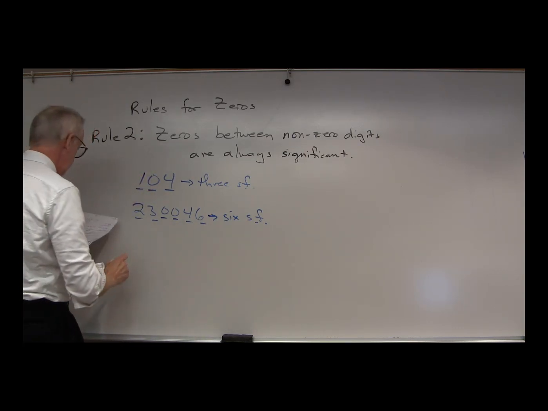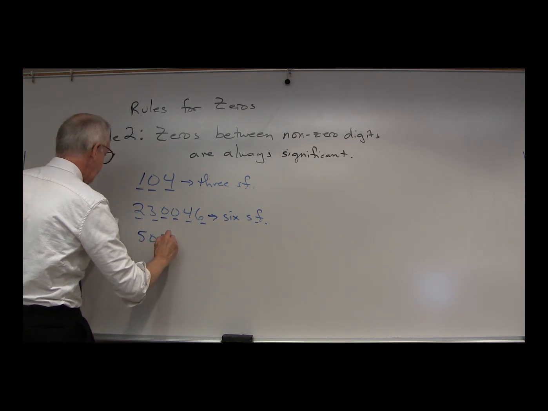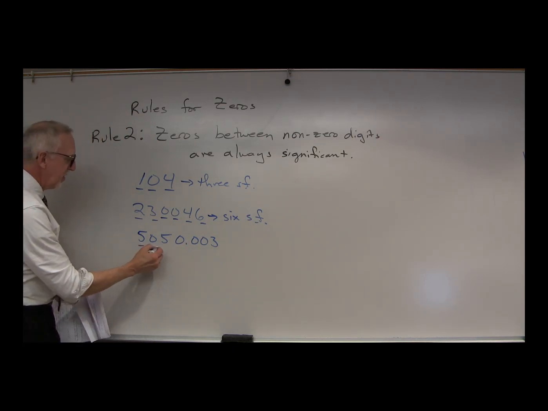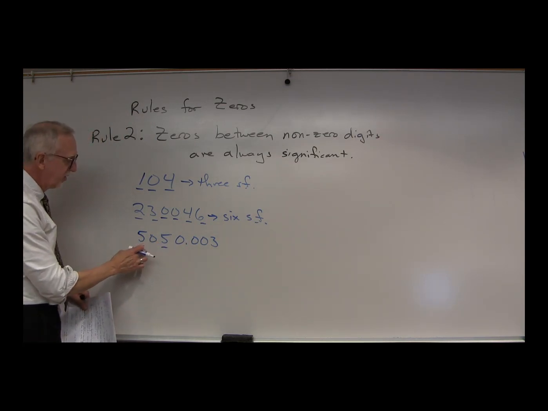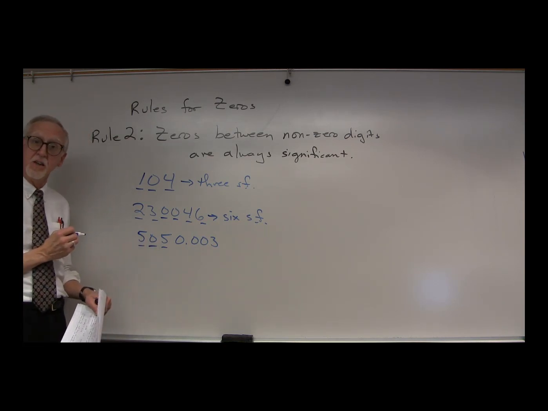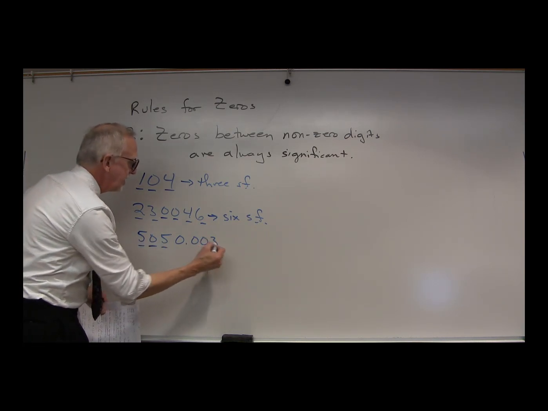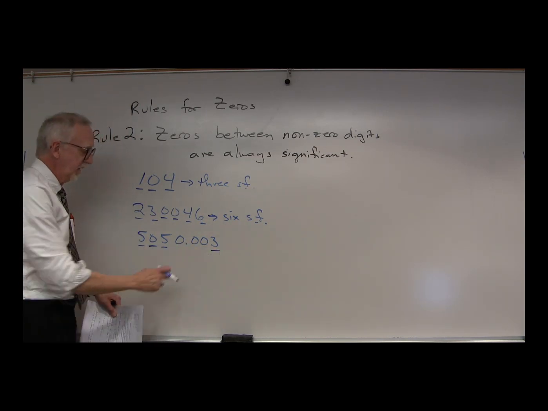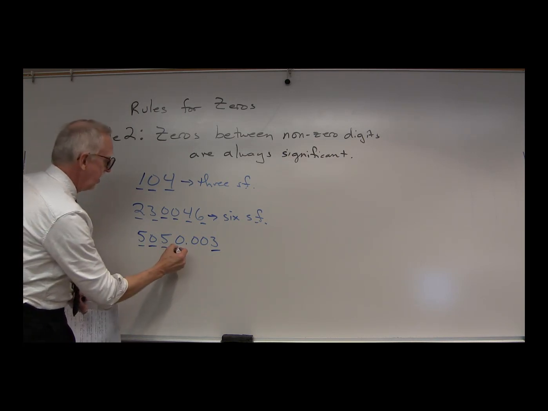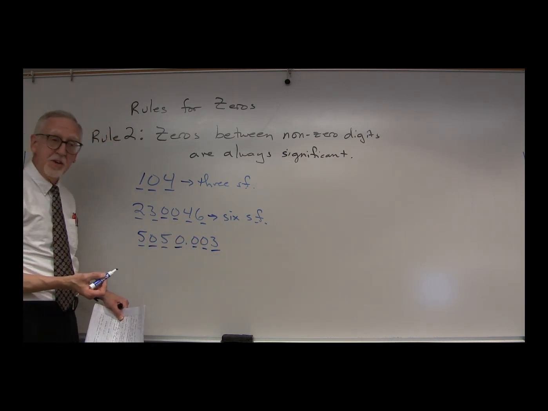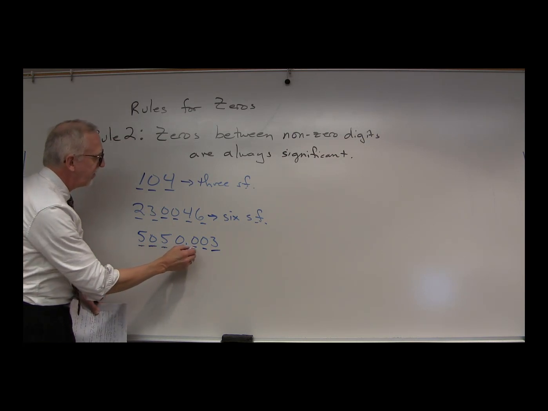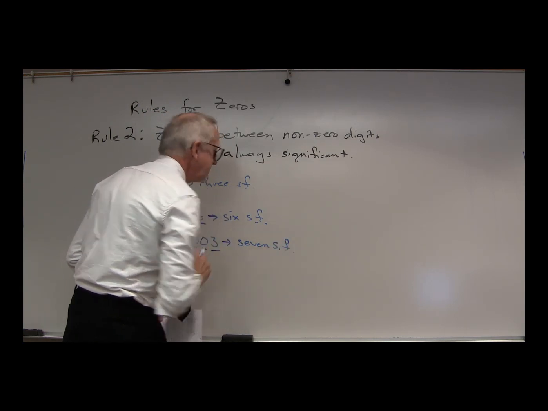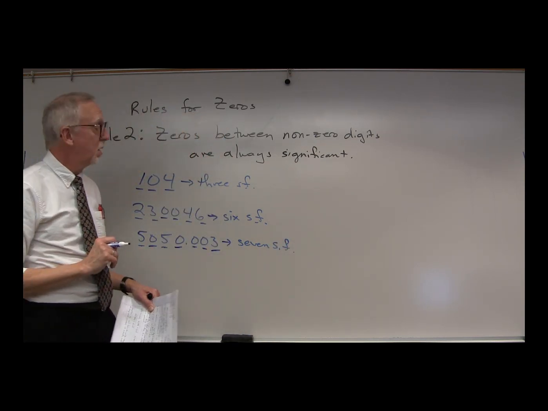And it doesn't matter if there's a decimal point in there, nor if there are different groups in between non-zero digits. So for example, 505.0003. The 5 and the 5 are non-zero digits. This 0 is in between non-zero digits. It is significant. 5 and 3, non-zero digits. These zeros are in between non-zero digits. They are also significant. It does not matter if there's a decimal point in there. All of those are significant. So how many sig figs do we have? 1, 2, 3, 4, 5, 6, 7. 7 sig figs.